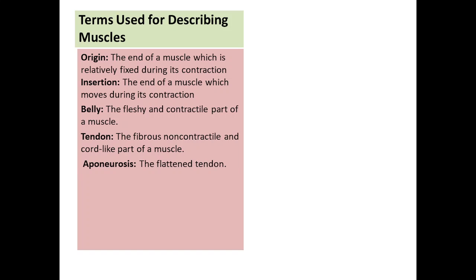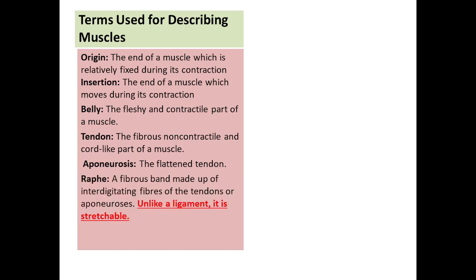Aponeurosis, the flattened tendon. Raphe, a fibrous band made up of interdigitating fibers of tendons or aponeurosis. Unlike a ligament, it is stretchable. And ligaments are fibrous inelastic bands which connect two segments of a joint.